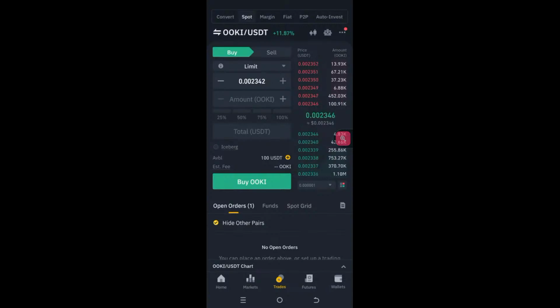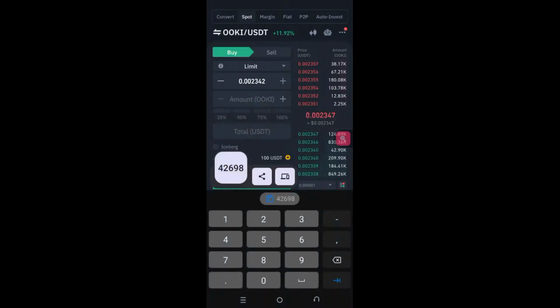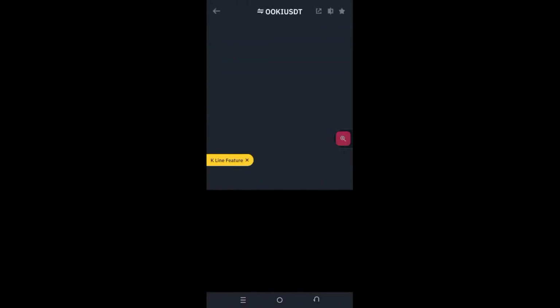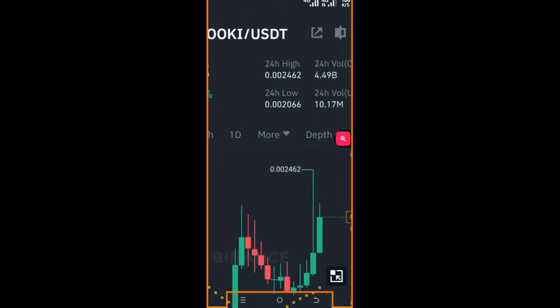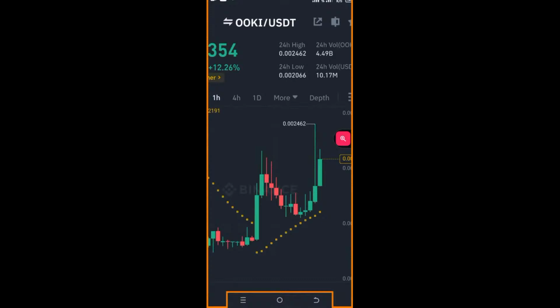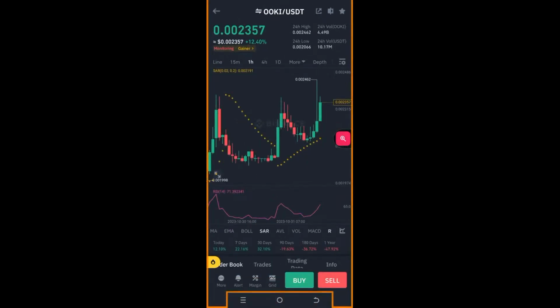So all I just need to do is check on buying this $100 worth, and this gives me 42,698. I cut that out, and then I go back and check where was the highest it went to in the last one day. Look at it. It went to 2462. So there is a tendency for it to still get there and go beyond, right? So we're going to try that out and see how much we can make.